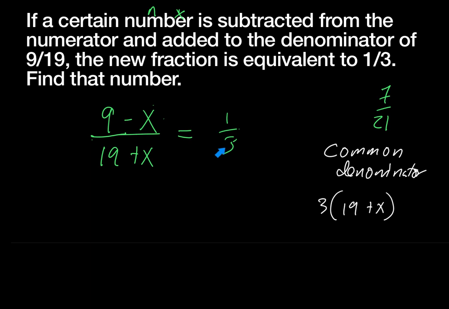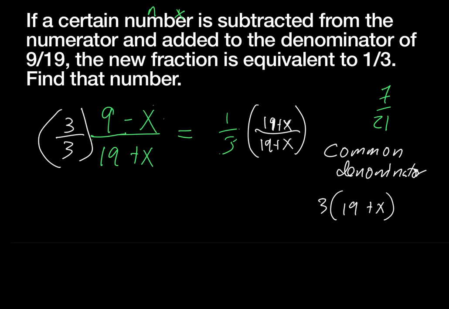How do I get this to have a denominator of 3 times 19 plus x? I will multiply it by 1. On the left-hand side, I need to multiply it by 1. Because when we multiply by 1, I don't change the value. Anything times 1 is itself. So this times 1 is still just itself. This 1/3 times 1 is still 1/3. But now I will have common denominators.